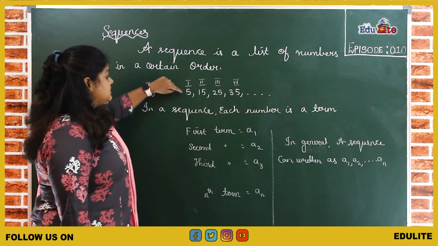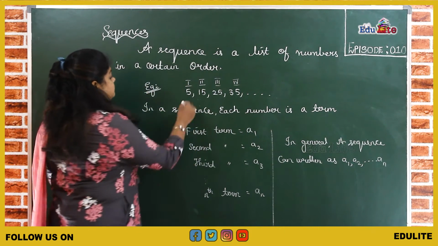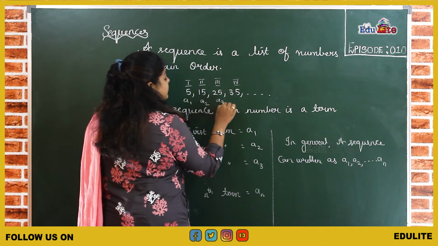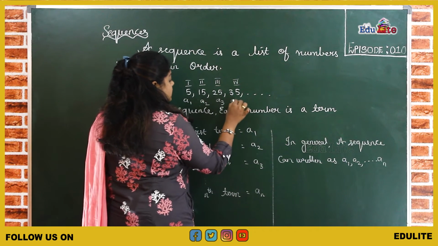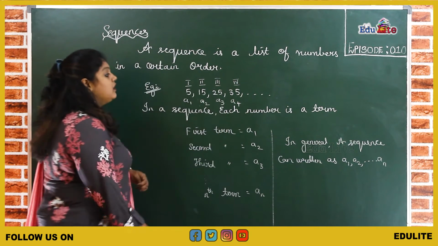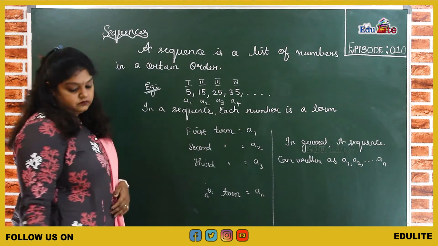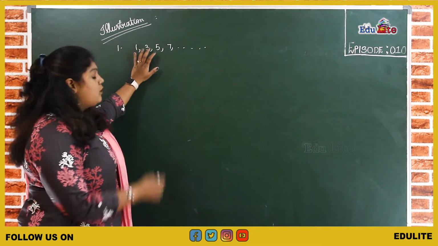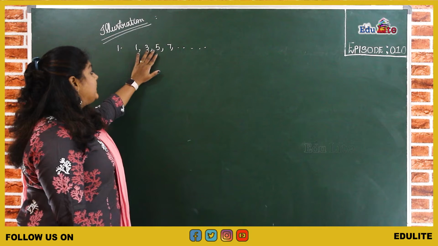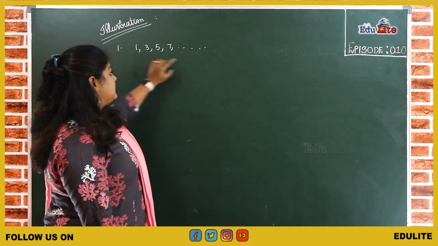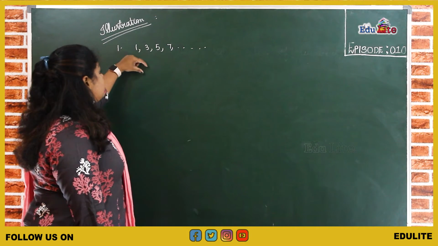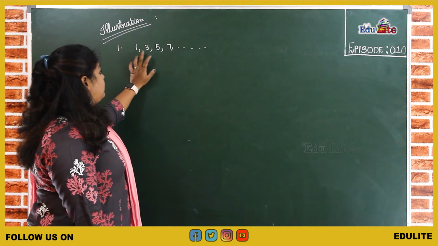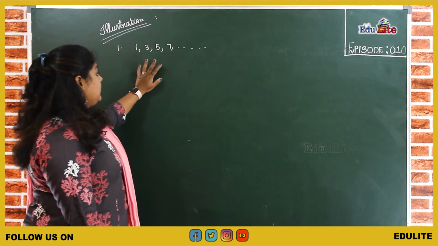So, in this sequence, 5 is A1 and 15 is A2, which means the second term in the sequence, 25 is A3, the third term in the sequence, and 35 is A4, the fourth term in the sequence. So, this is a sequence given. Now, what we have to do is write the nth term for this sequence, because the nth term is not represented. We can write the nth term and we should check whether the nth term is applicable for all the terms in this sequence.